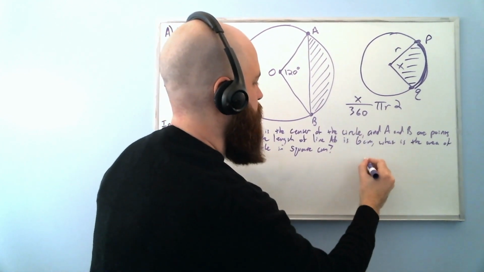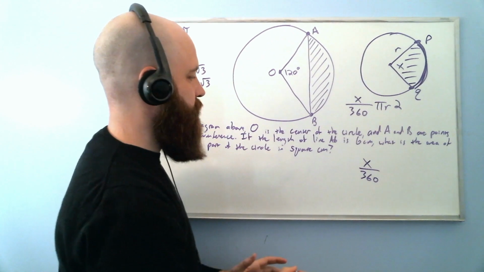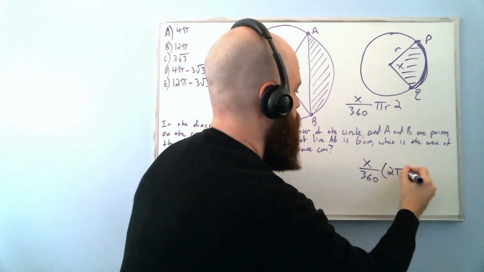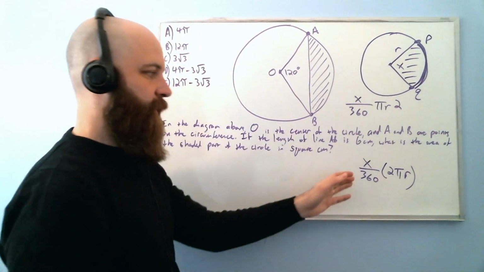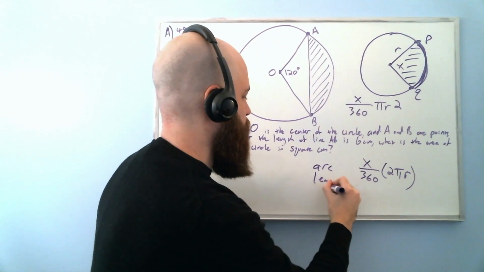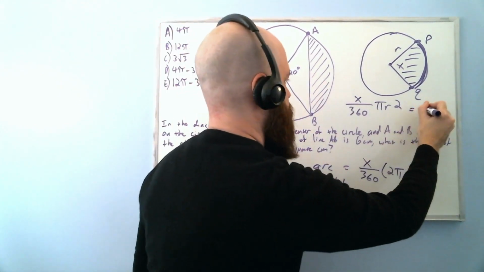I'll write it down here. X over 360, so that gives me the fraction of the circle that I'm dealing with, but instead of times the area of the whole circle, it's times the circumference of the circle. Okay, and then that's going to give me what's known as the arc length. This here gives me the area of the sector.